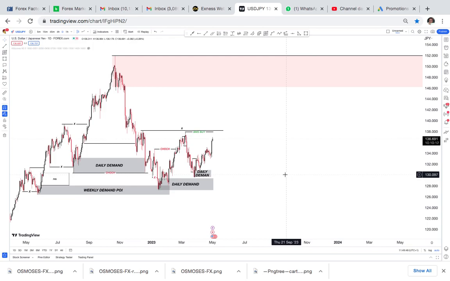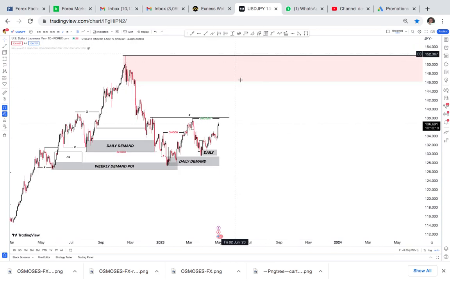But note, we are taking out this demand. It might not be immediately. That's what I'm saying. It might not be immediately. Note that when we get to this supply, price might react, might give about 10, 15, 20, 30 pips. So price may give 30 pips, 20 pips, more than that, because it's a higher time frame. It may give you 100 pips.